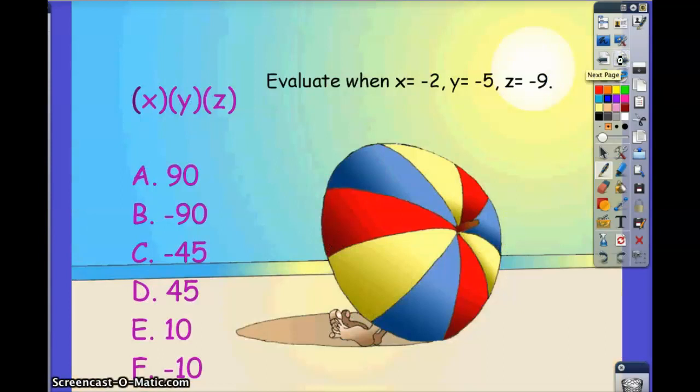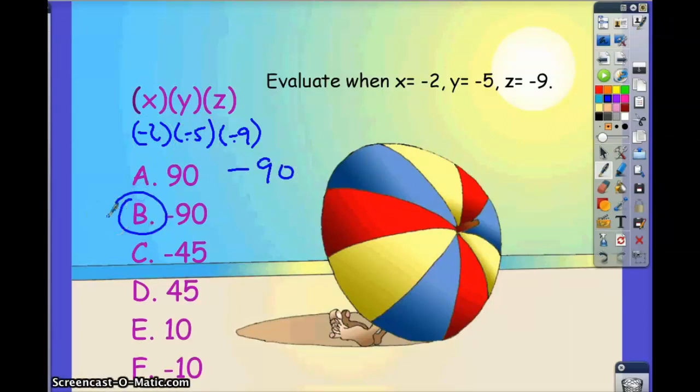Multiplying 3 numbers together, x, y, and z, when x is a negative 2, y is a negative 5, and z is a negative 9. Remember, multiplying more than 2, you count the number of negatives. In this case, you've got 1, 2, 3 negatives. That is odd, so your answer is going to be negative. And then you multiply like normal. 2 times 5 is 10, times 9 is 90. So negative 90. So your answer is B in this case.